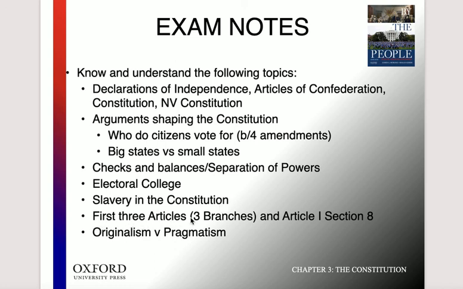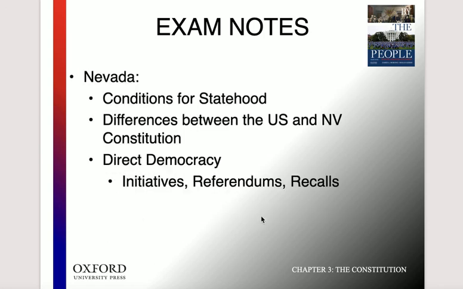And you need to know what the first three articles are about. It's about the first three branches, so you need to know which is which. The first article is the legislative branch. The second article is about the executive branch. And the third article is about the judicial branch. And then you need to understand originalism versus pragmatism. And then your exam notes: the conditions for Nevada becoming a state were religious tolerance, no slavery, and ceding the remaining unclaimed land to the federal government.